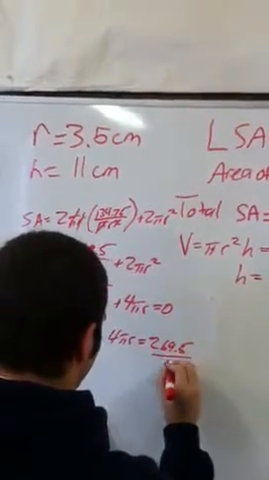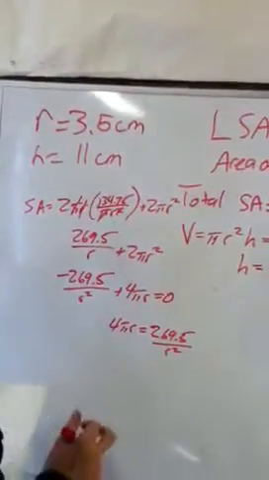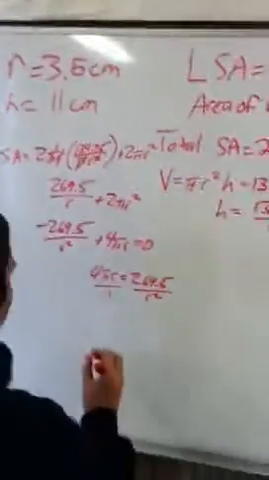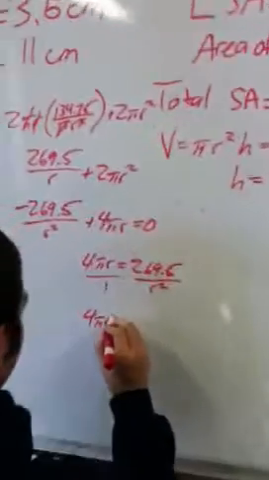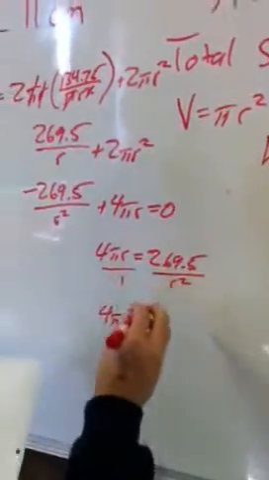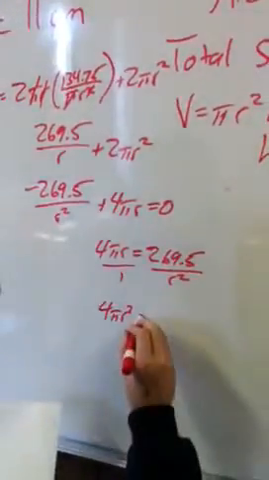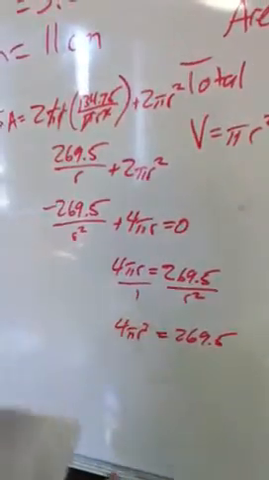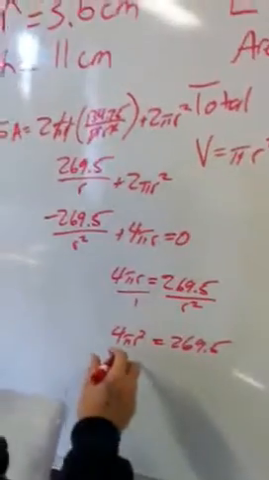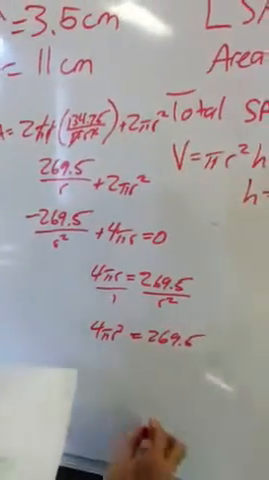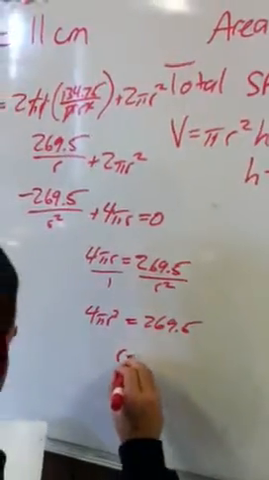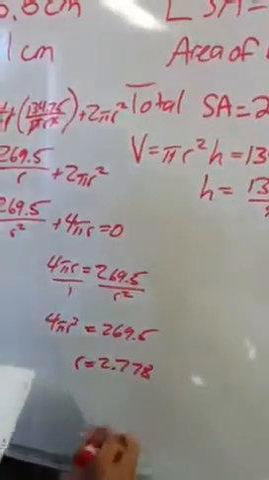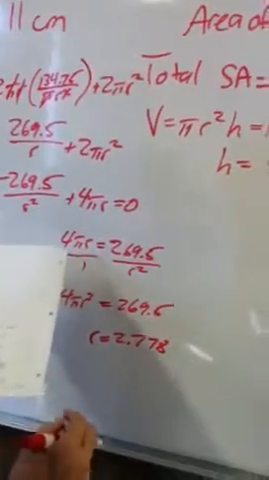269.5 over r squared. So now what we can do is we can cross multiply, so we can put this over 1. And then we'll get 4 pi r cubed, because we get the r times the r squared, which will give us the cubed, which equals 269.5. So what you want to do now is you want to solve for r. So you're going to divide by 4 pi, and then you're going to cube root that, which will give us r equals 2.778.